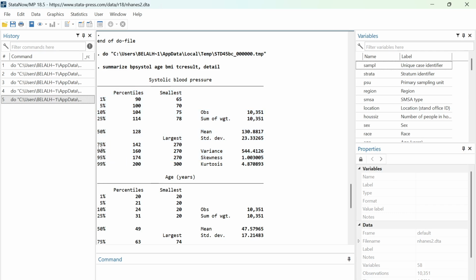Let's say, for example, the 75th percentile. That means that 75% of the people have less than 142 systolic blood pressure. That's what it means.